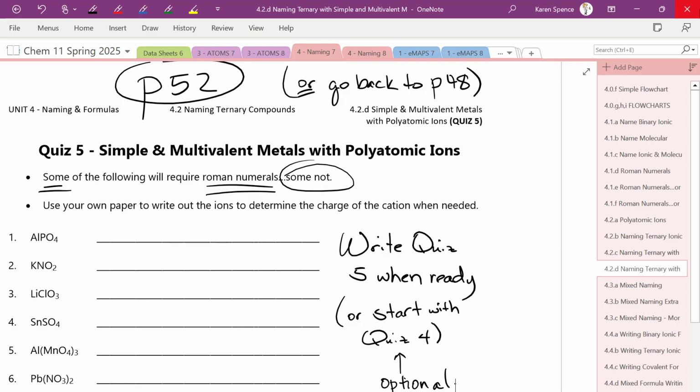There's just one carbon, right? Because we don't have 3 COs. So we have 1 CO3. So we've got a carbon.